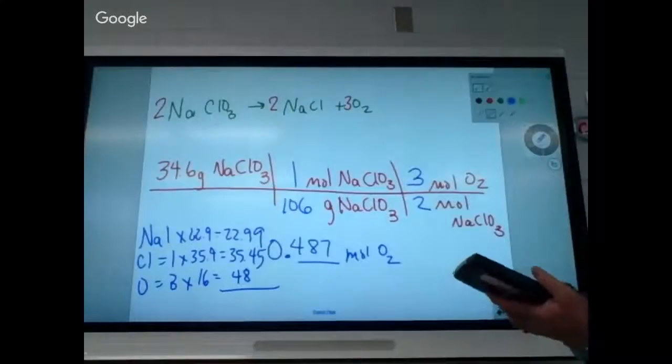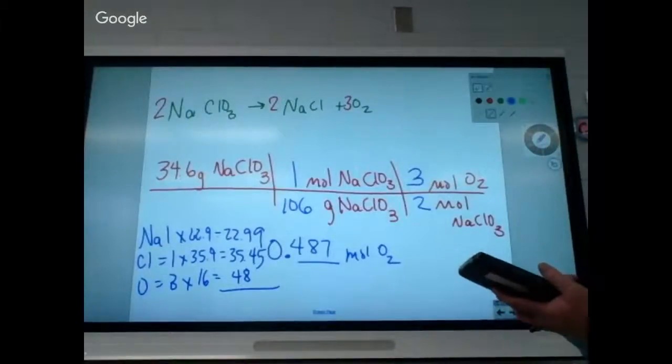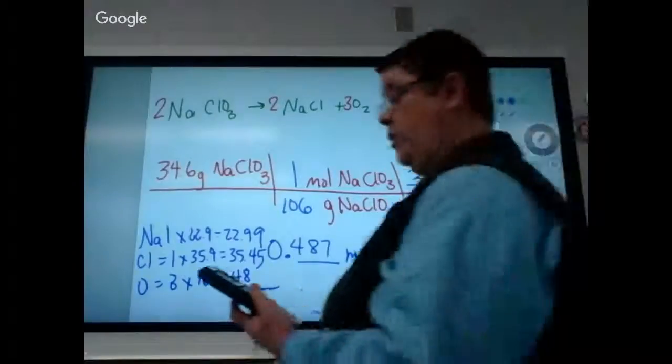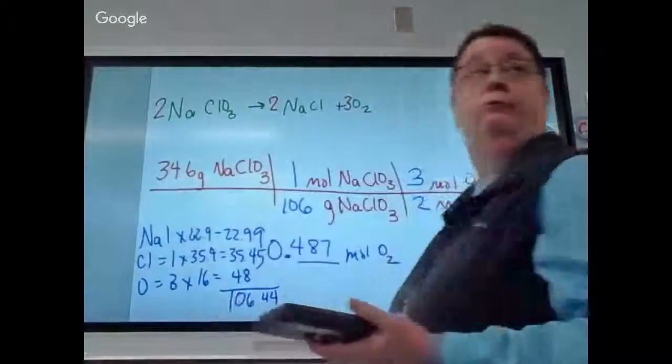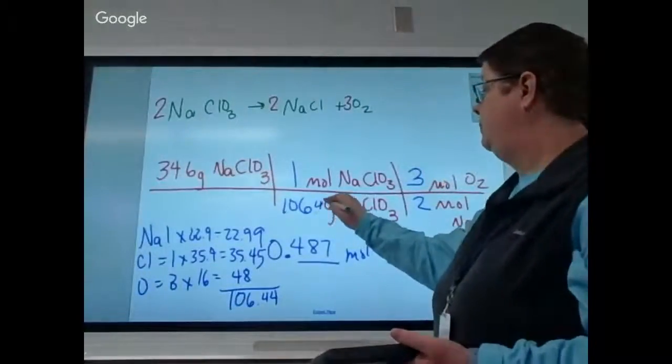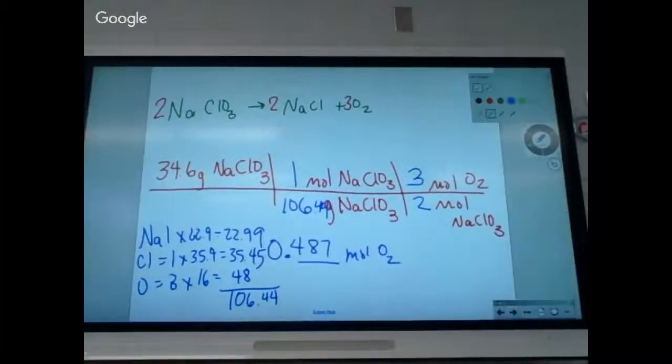So 22.99 plus 35.45 plus 48 is going to be 106.44. Okay? So that 0.44 is not going to alter your answer significantly enough for me to be that concerned about. So how much did your answer vary? From yours, 0.48 something. I got 0.195 for the answer of moles of oxygen. So you got... I did the exact same thing that you did.